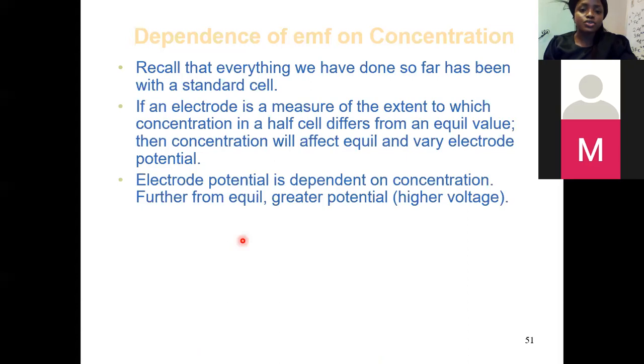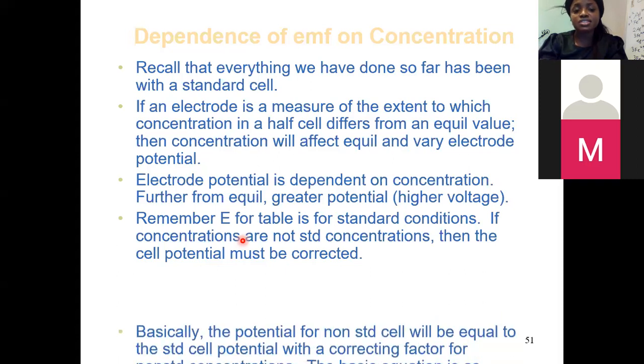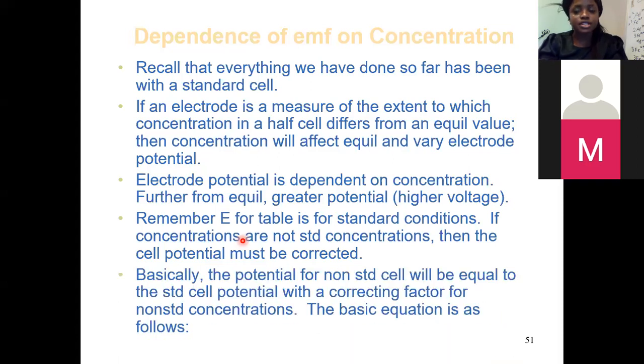If an electrode potential is a measure of the extent to which concentration in a half cell differs from an equilibrium value, then concentration will affect equilibrium and vary electrode potential. Electrode potential is dependent on concentration. Further from equilibrium, you would have greater potential. Remember, the E on the table is for standard conditions. If concentrations are not standard concentrations, then the cell potential must be corrected.